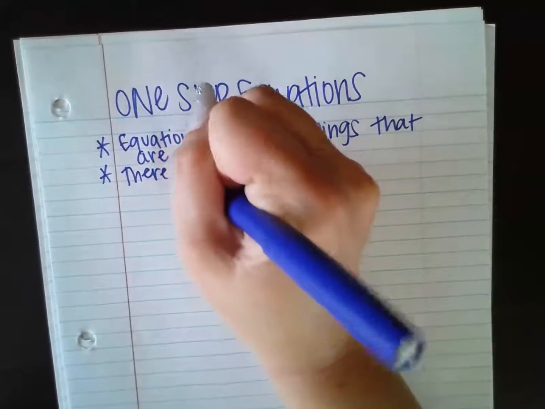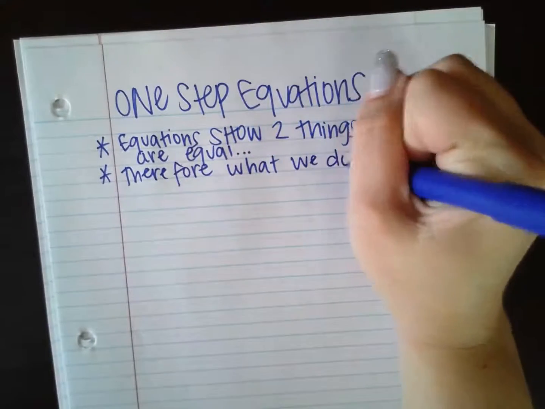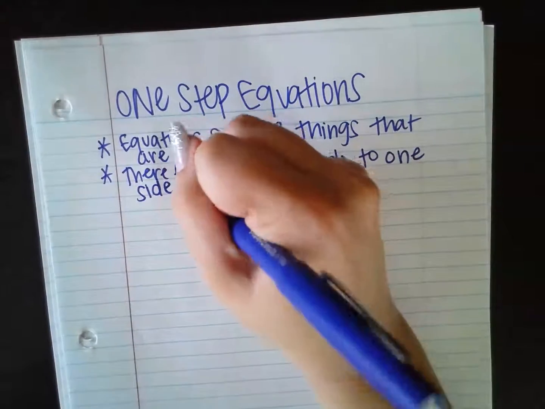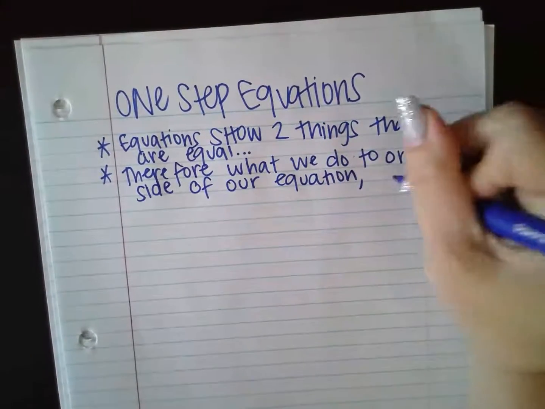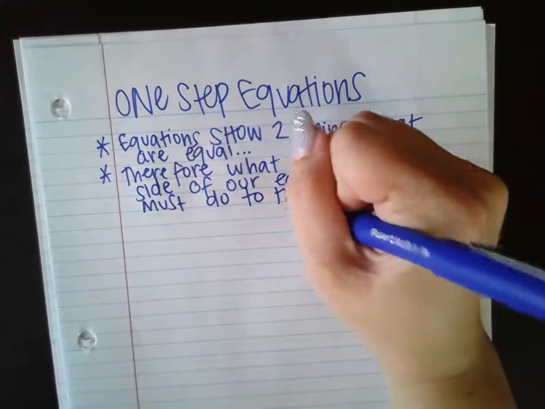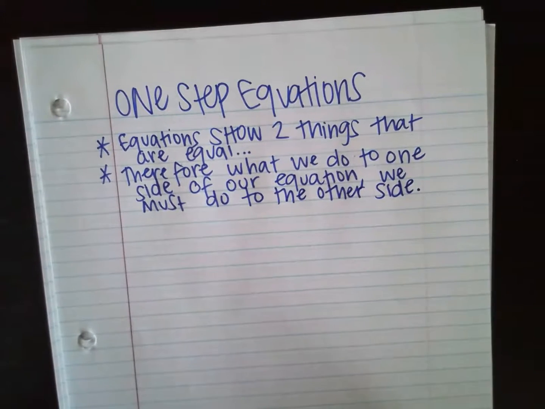So, therefore, what we do to one side of our equation, we must do to the other side. It's like a fraction. What we do to the numerator, we have to do to the denominator. With an equation, what we do to one side of the equation, we have to do the same thing to the other. So go ahead and pause this video so you have these two statements down. Once you have finished them, go ahead and unpause the video.